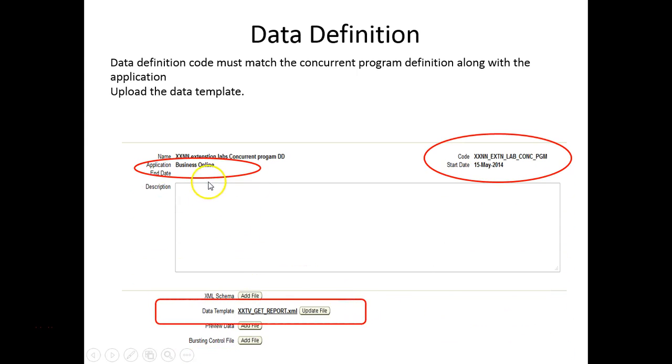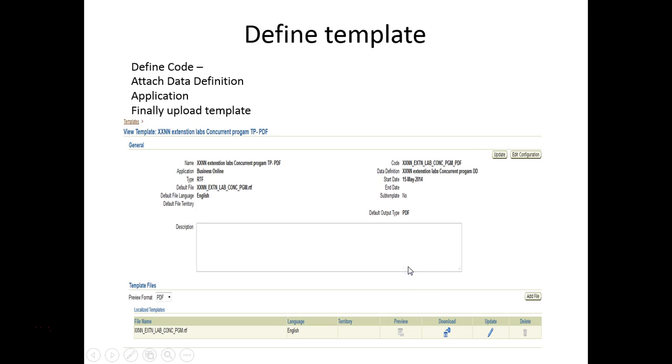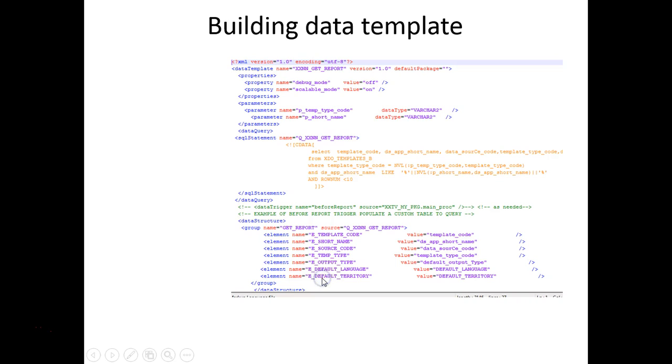Of course, the application has to match the concurrent program that's defined. So when you define a template, you go to the template definition. It's pretty much the same format. The code would reflect what kind of output is generated. The data definition is tied to the data definition that's defined. The application has to match, and of course you upload the right template to it.